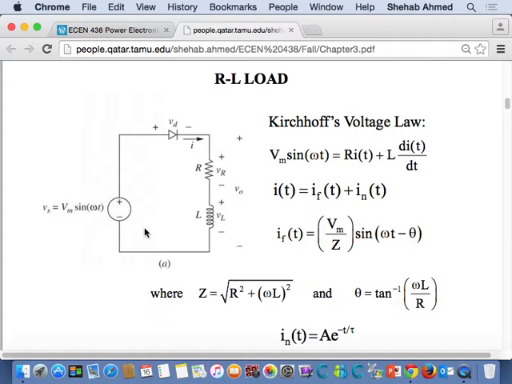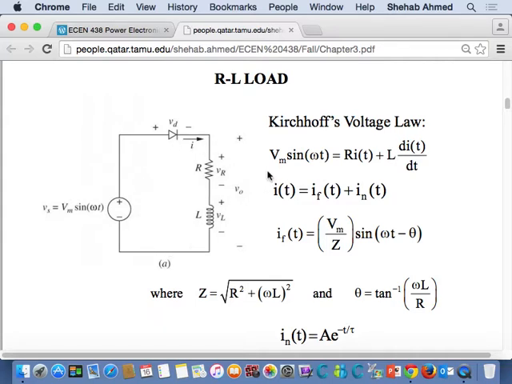So if you remember what we did in 214, or before that, first what we would typically do is KVL around the circuit, right? So V maximum sine omega t, this voltage here, is equal to the output voltage. The output voltage is equal to the summation of the resistance voltage and the inductance voltage. So V maximum sine omega t is equal to R i of t plus L di by dt, which is the voltage across the inductor, right? So this is the first order differential equation that describes this circuit.